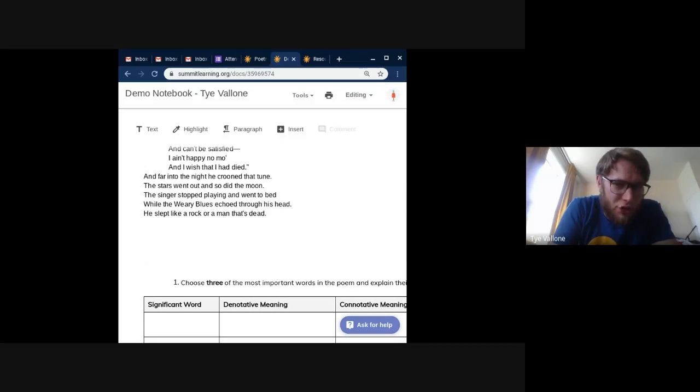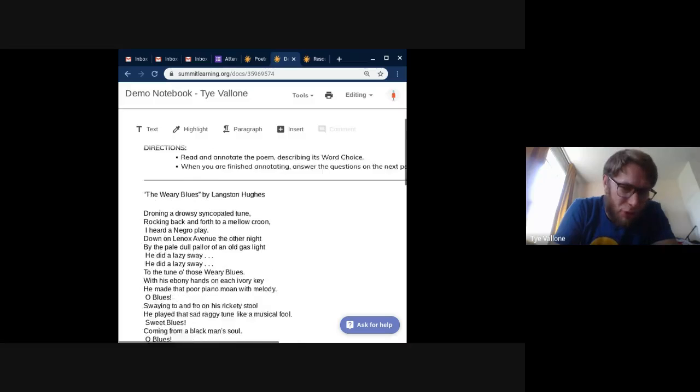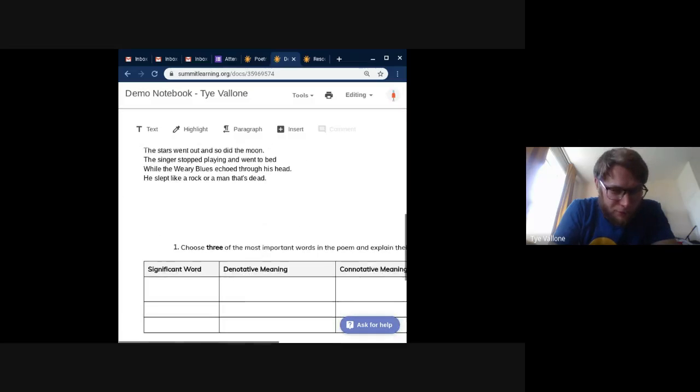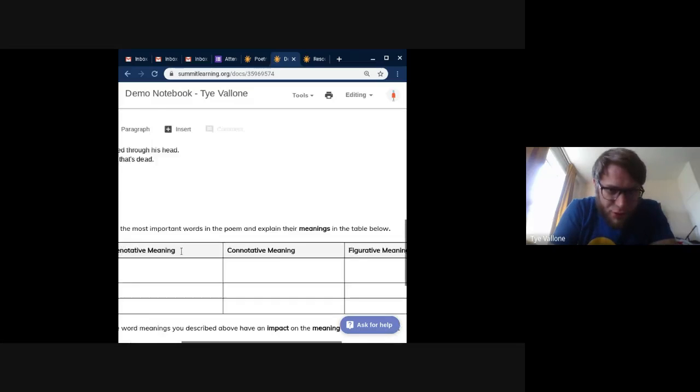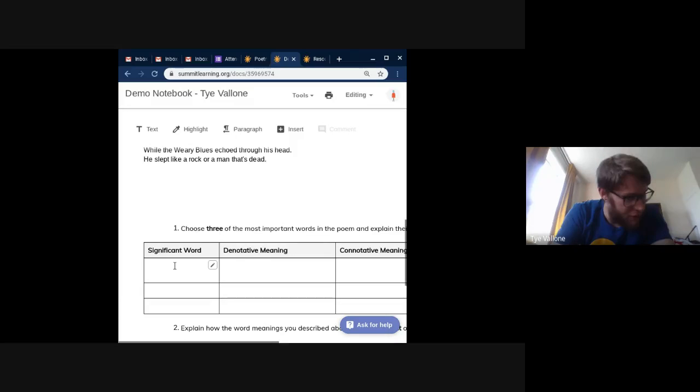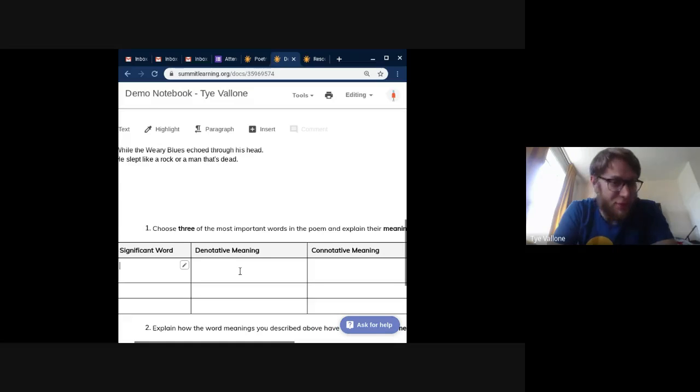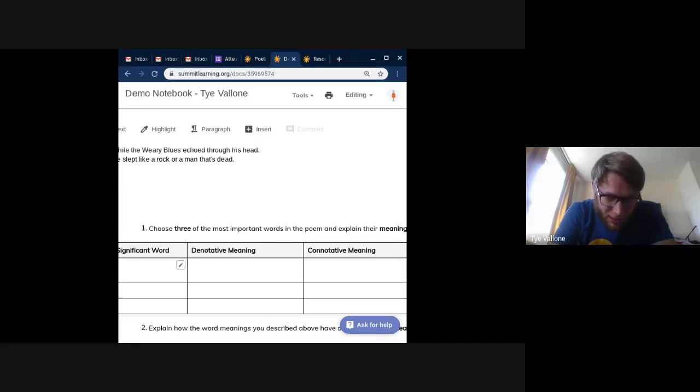Right? So what we got to do for this activity is look at this poem by Langston Hughes and figure out what are three of the most significant words and fill out this chart. So we put our word in this first box, and Darian, you might already have the first one done if we did it together last week. Put the word in this box, and then we find the denotative meaning, the dictionary definition, and put that in the second box.